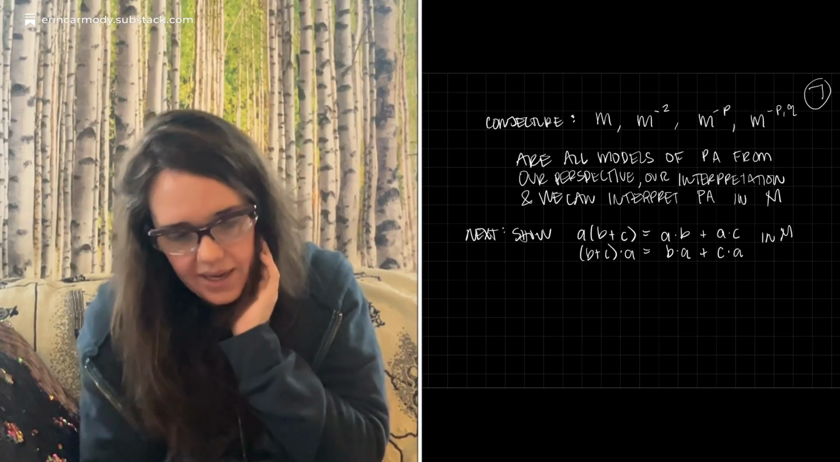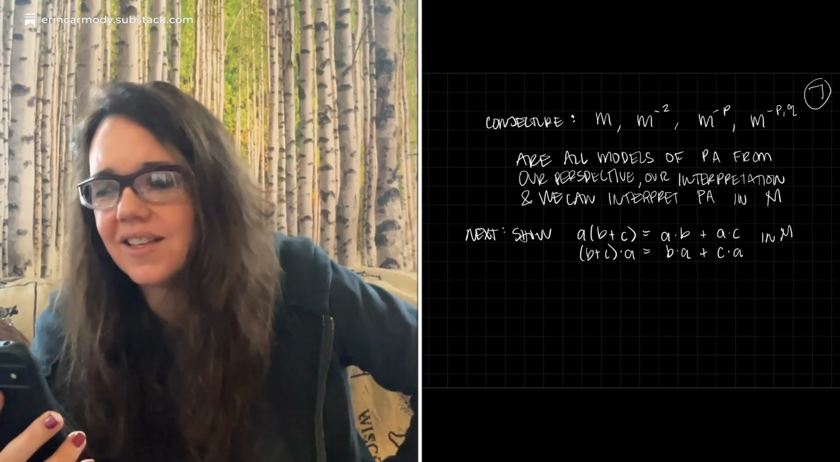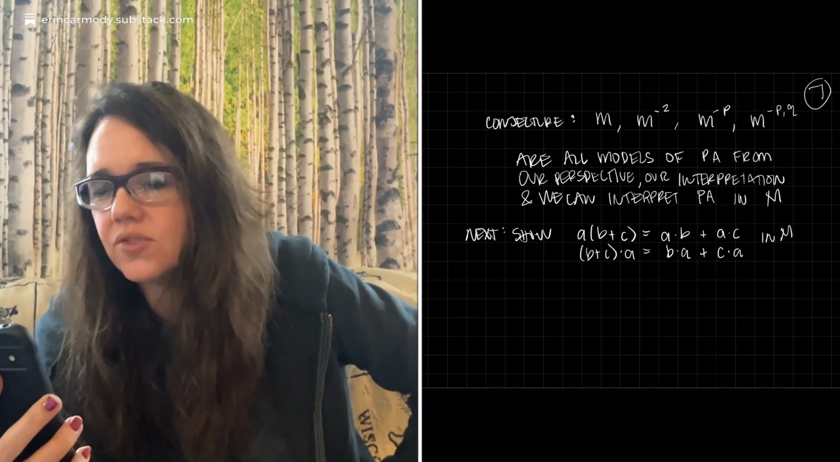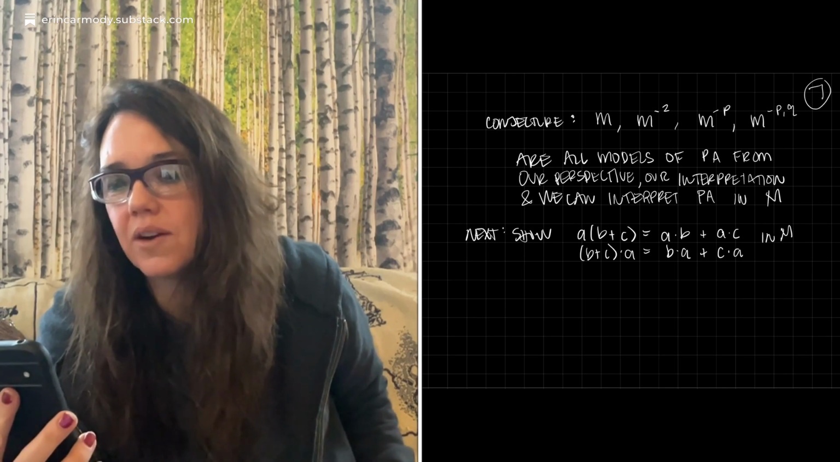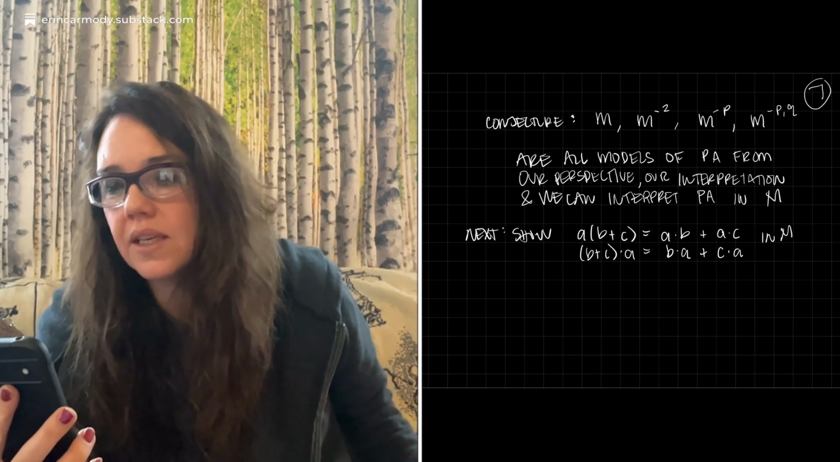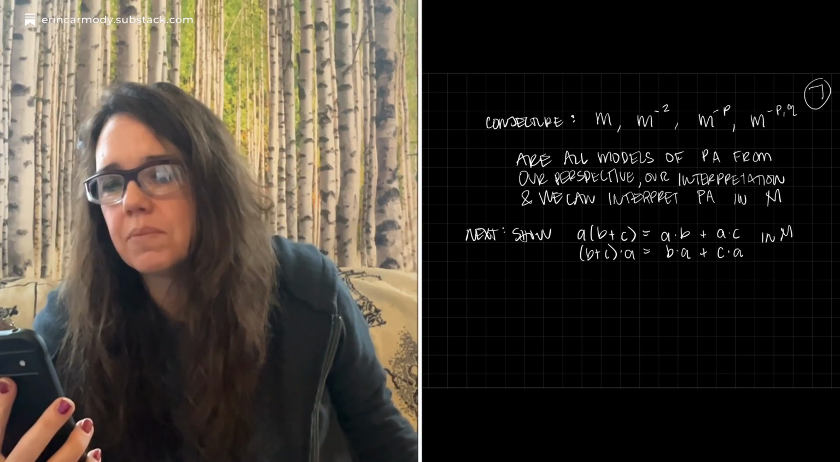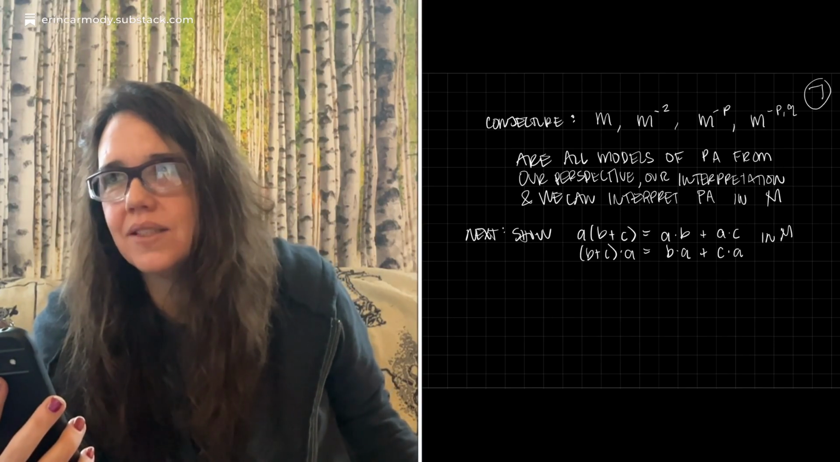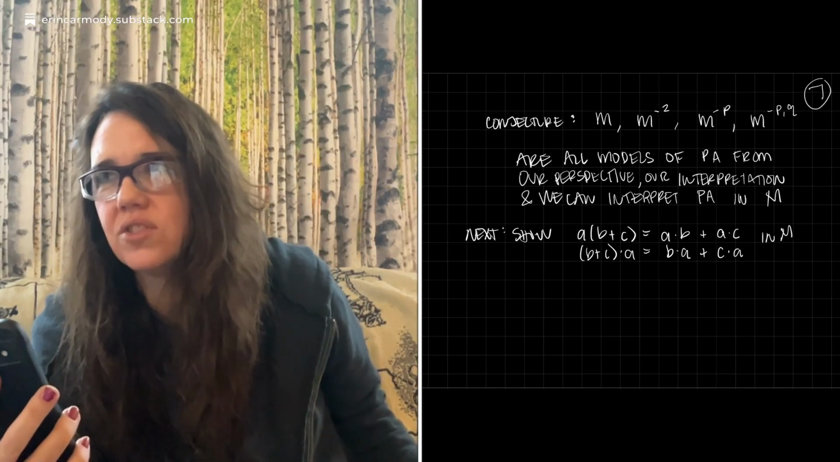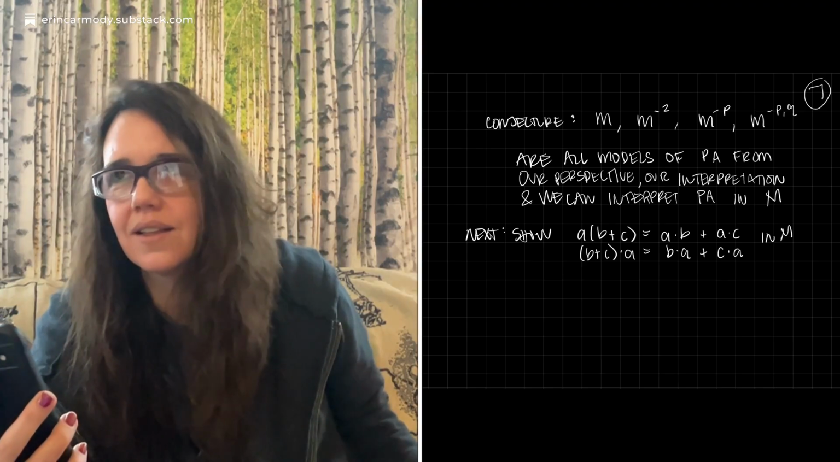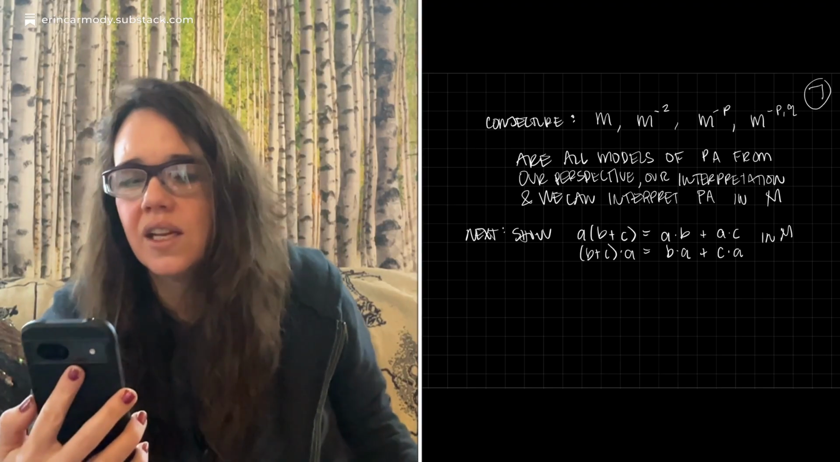The conjecture is that M to the minus 2, M to the minus p, M to the minus pi, pq, they're all models of Peano arithmetic from our perspective and our interpretation, and we can interpret PA in M. I'm not always sure what I'm talking about, or if I'm saying things correctly, but I think we can interpret PA in M because we just did it, by making this world.